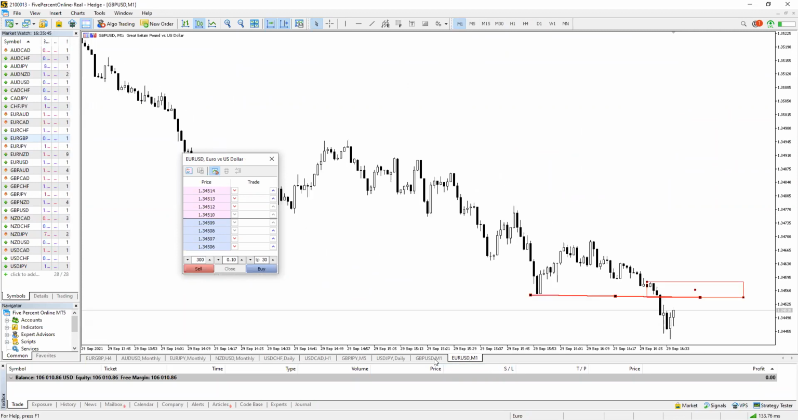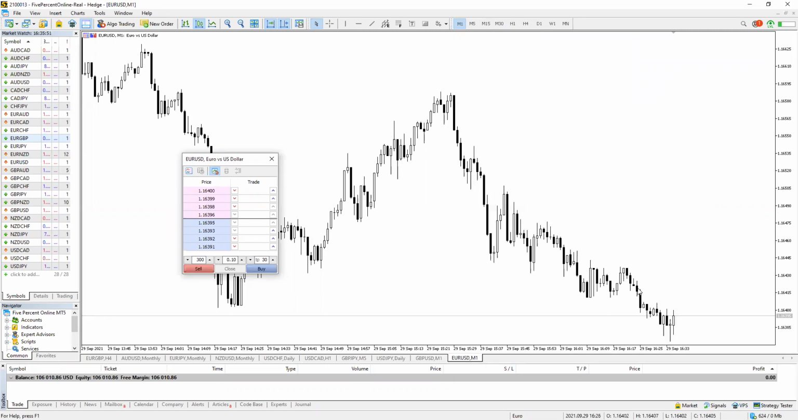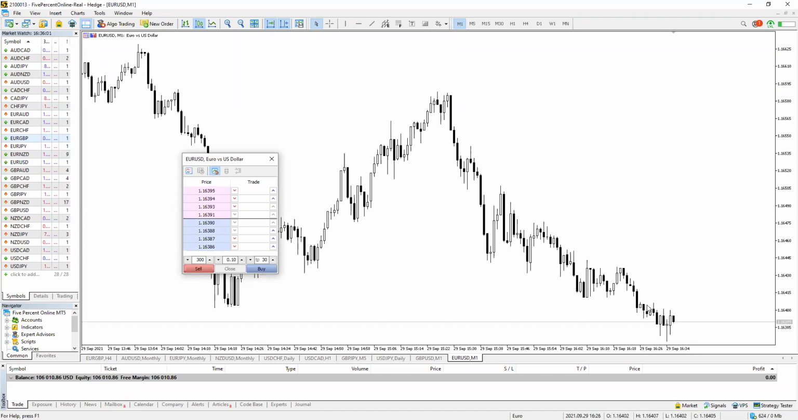Okay, now look at the difference between this break and this break. We have the break and then we're just compressing. This is not a nice breakout. I don't like this breakout. For me, this is going to be a false breakout.